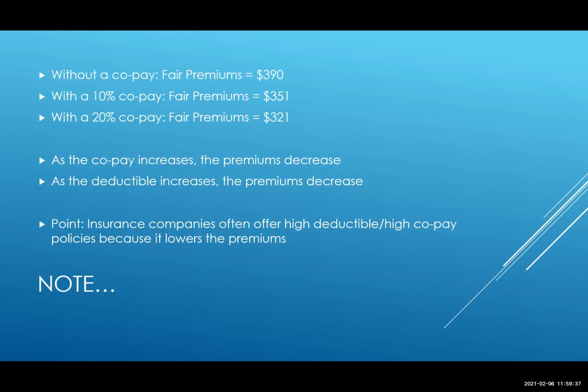So without the copay, the fair premium is $390. With a 10% copay, it's $351. And then of course, if you figured it with the 20% copay, the fair premium would be $321. As the copay increases, obviously the premium decreases. Also, as the deductible increases, the premium decreases. So the point is the insurance companies often have higher deductibles and higher copays because it lowers the premiums overall.